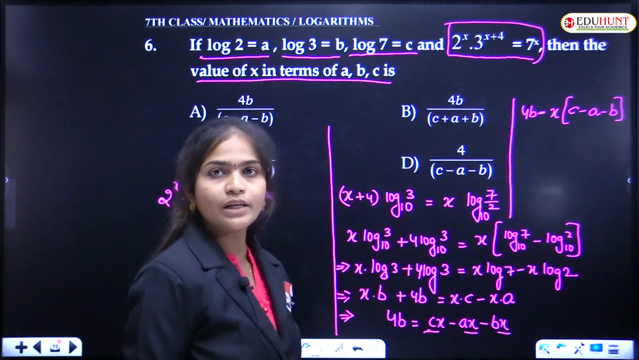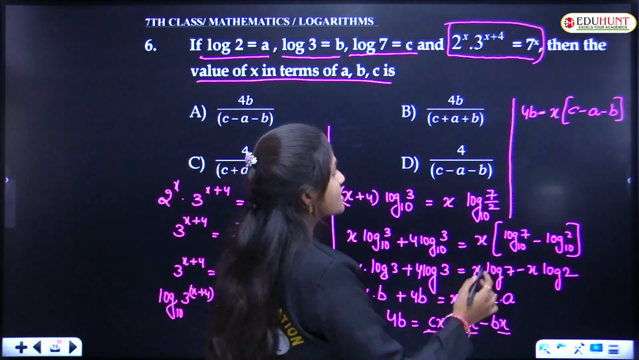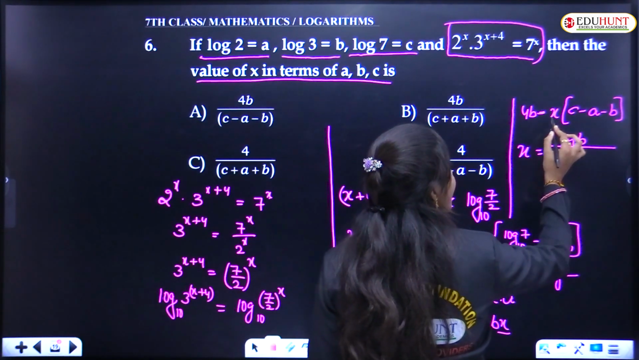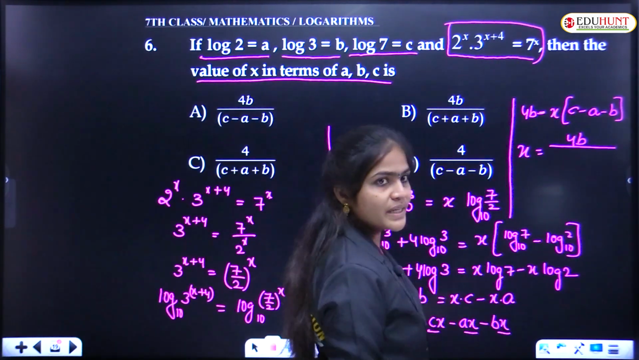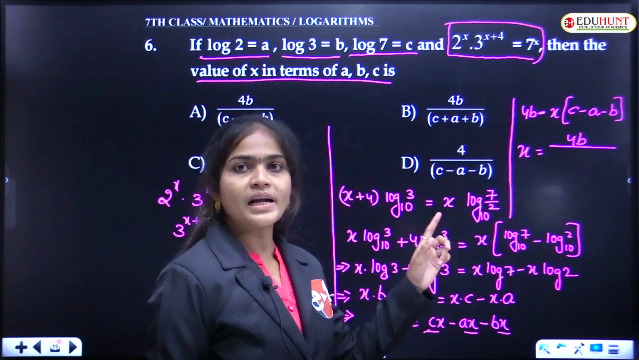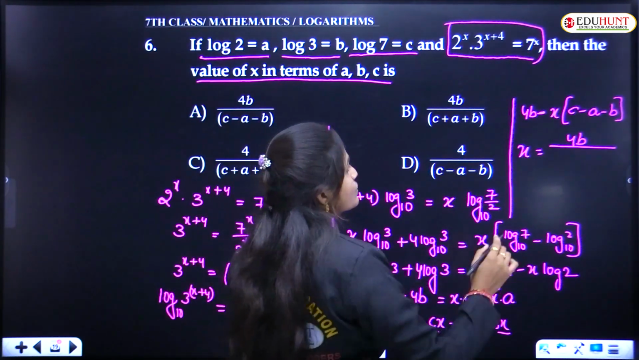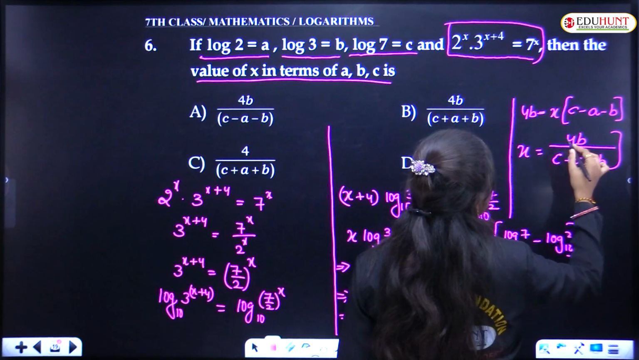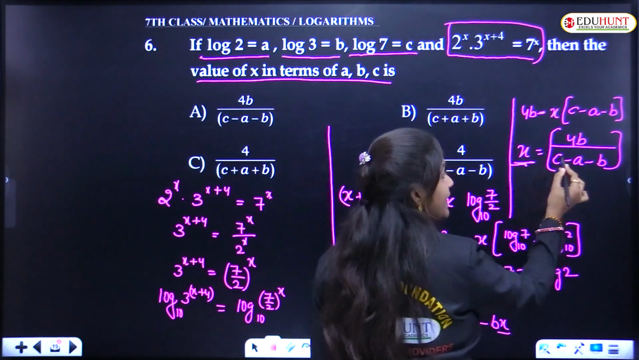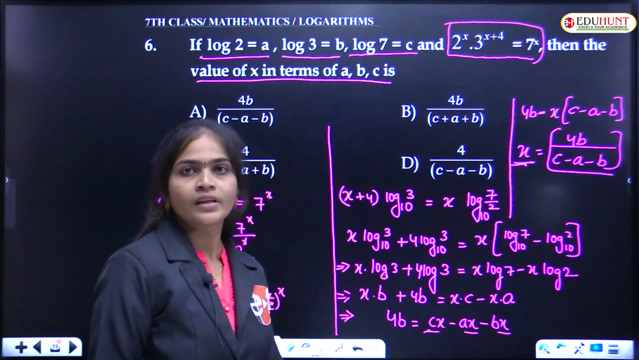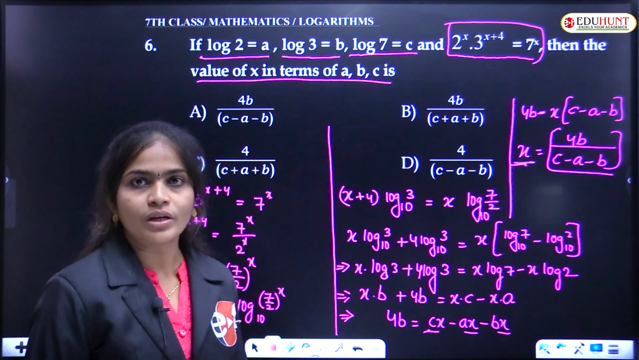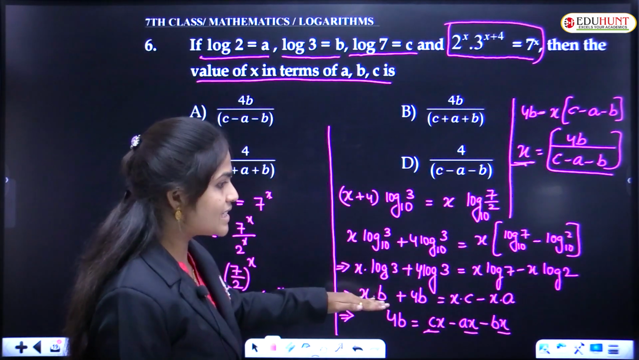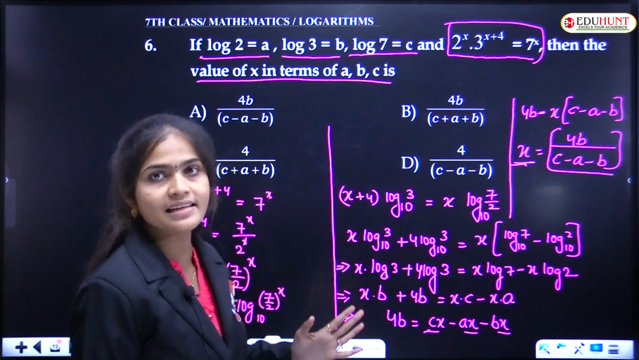Okay. Now what value are they asking? The x value they are asking. So x is equal to 4b. Here x and c minus a minus b are in multiplication, no? So multiplication becomes division. So x is 4b by c minus a minus b. So this is the value of x in terms of a, b, c. Did you understand that? Okay, very easy only. If you apply the conditions in each and every step properly, then you will get the answer easily.